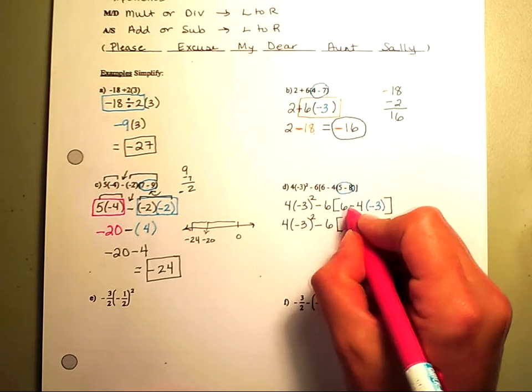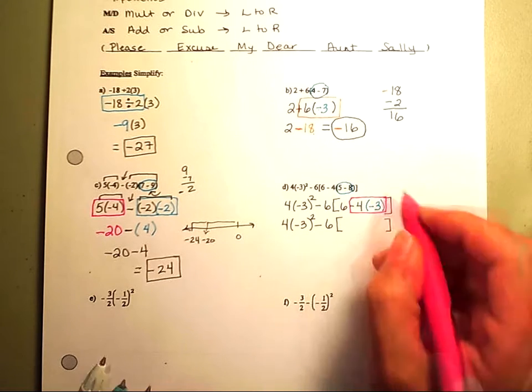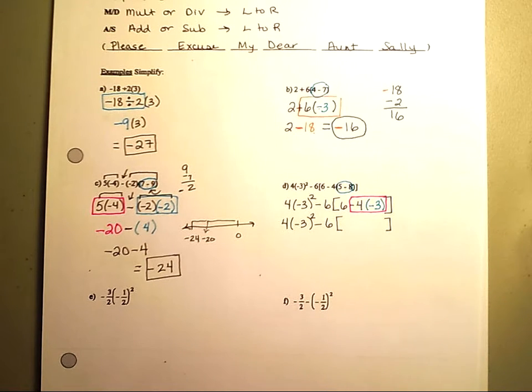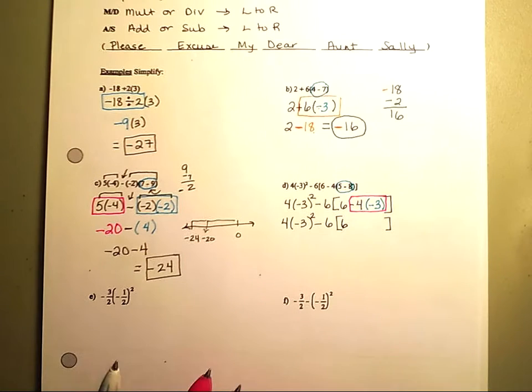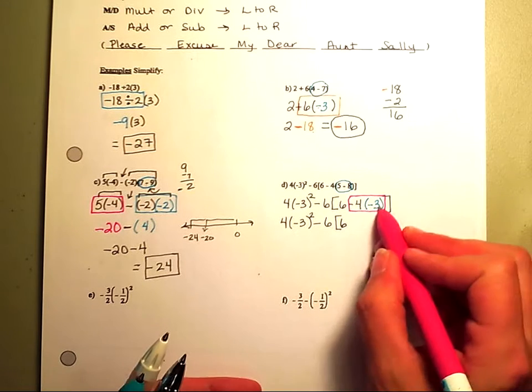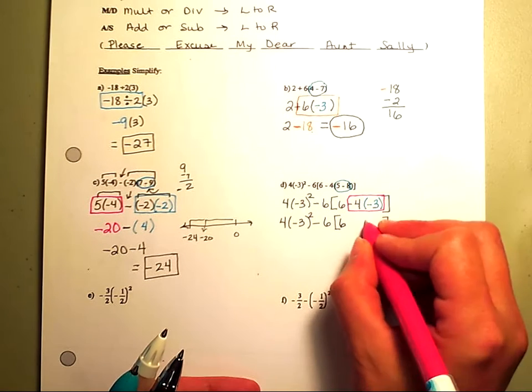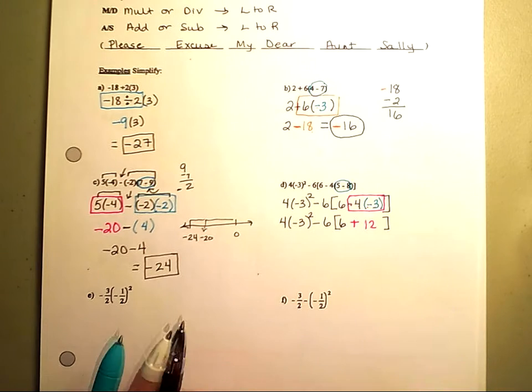You don't do the 6 minus 4. We'll deal with the negative 4 times negative 3. So the 6 is still there. So a negative 4 times a negative 3, 4 times 3 is 12. Negative and negative become positive. That's plus.